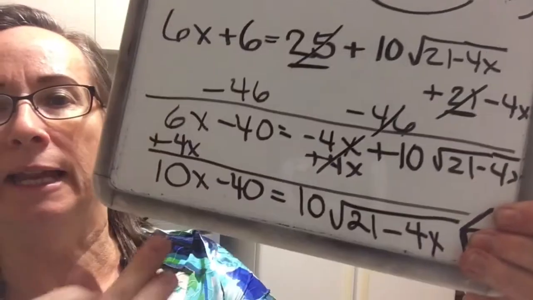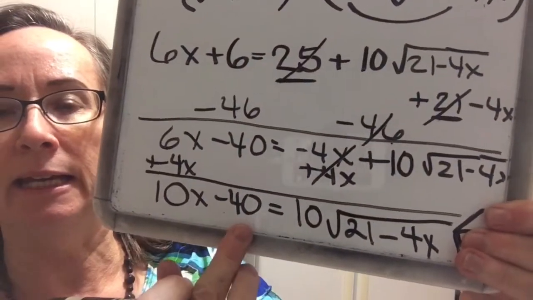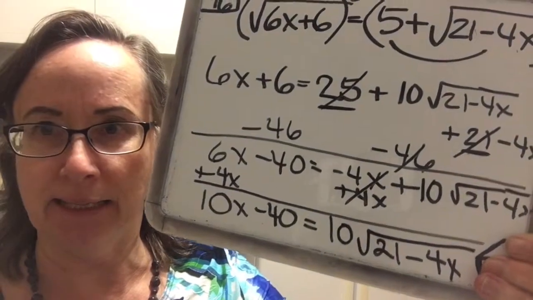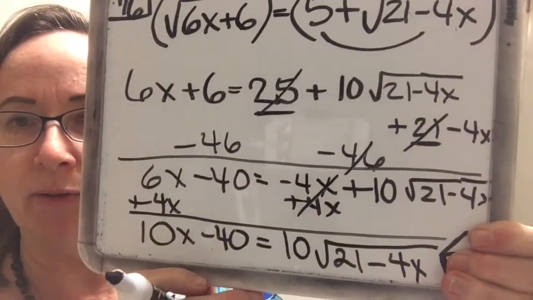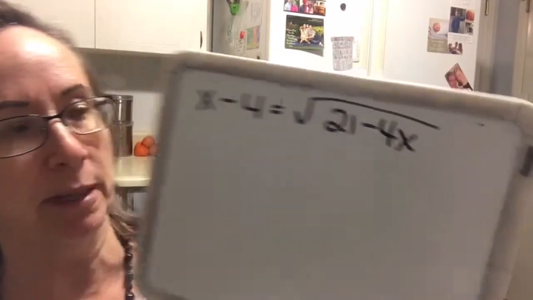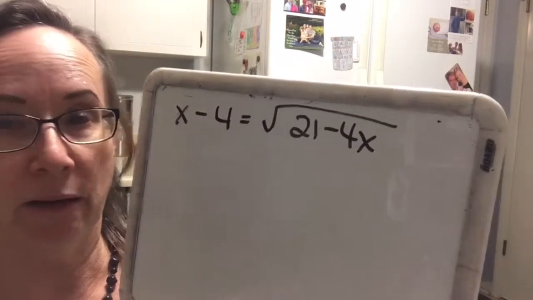All right, so if you look at this, before we go on, we have a 10 and a negative 40 and a 10. Can I just divide the whole thing by 10 as I'm cleaning it up to get rid of all those 10s? Well, that's what I'm going to do. So I'm going to end up with x minus 4 is the square root of 21 minus 4x. Okay, so I just cleaned out the 10s, divided everything by 10, and now we're going to square it again.